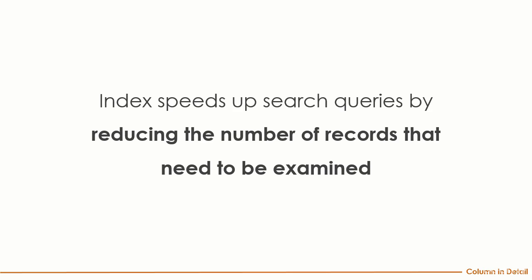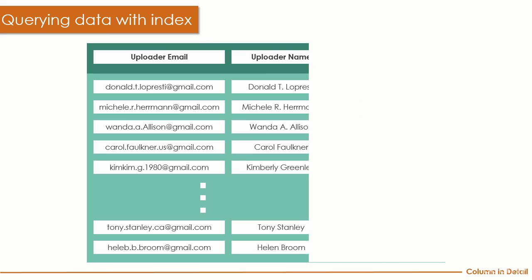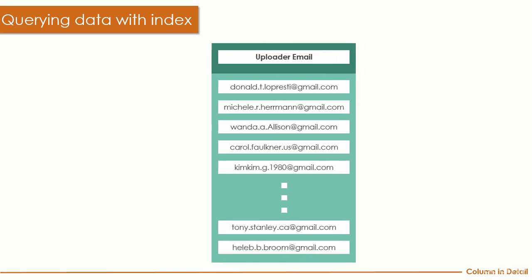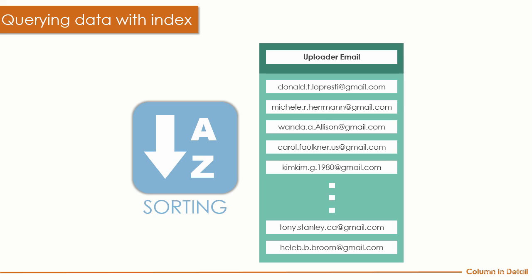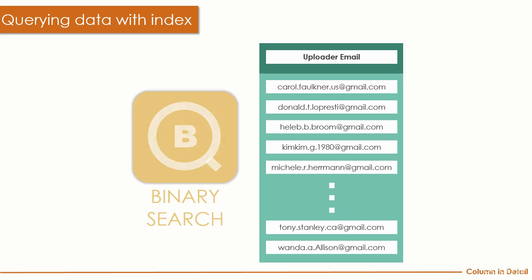Let's take an example of using the binary search index. With the same data set, we set the uploader email address as the index column. Then we will have an index table to store these values, and the index table will be sorted using a different algorithm. Let's say for the simple one, we sort by alphabetical order from A to Z.